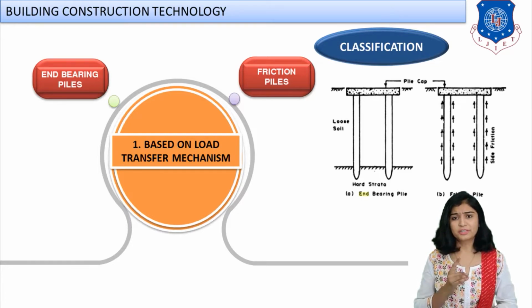So the first classification is based on load transfer mechanism. Generally we have three different types of classification of pile foundation, and based on that we can move further. Based on load transfer mechanism, I have already discussed in the last session the classification based on function or use. Based on functions we have different types of pile foundation. Based on load transfer also we can divide it as end bearing piles and friction piles.